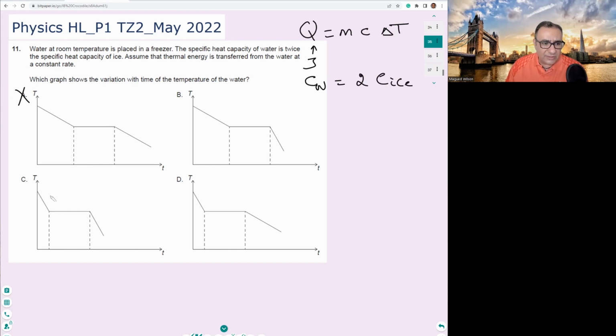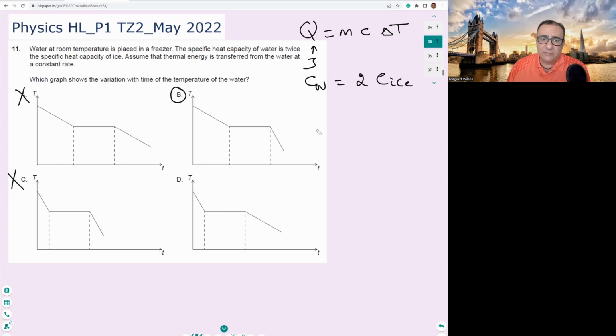And C also is out. Why? Because also the slopes are the same. So we are between B and D because we have different specific heat capacity, right? And now after I elaborate on the definition of specific heat capacity, the answer here should be B.